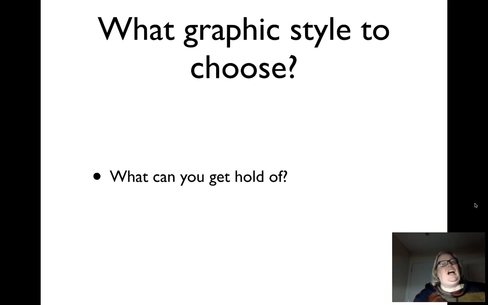Another really important thing to think about is what can you actually get hold of. So you might have this dream idea of the graphics you want. You have to scale it back a bit because you just can't find what you need. That's fine, and that's understandable in a module like this, which is really more about the programming of the game than it is about the graphics.